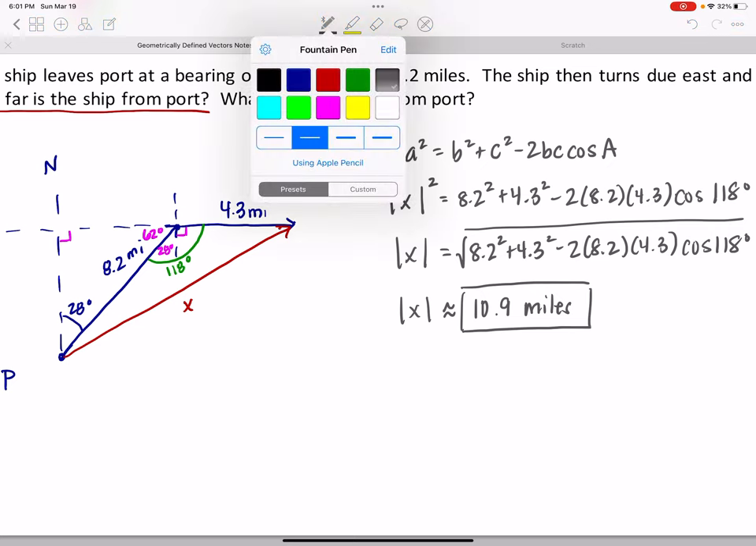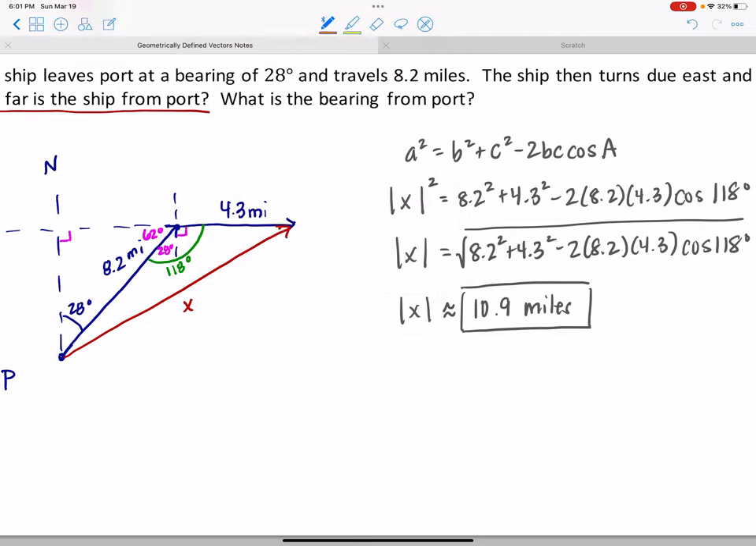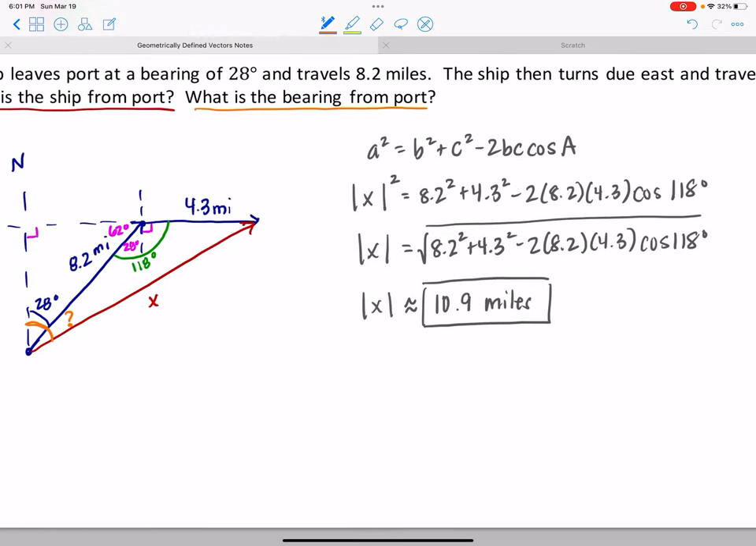So then here, the last part of this question, I've used all my colors. Let's go to an orange. What is the bearing from the port? So from the port, the bearing would be this whole angle here. In order to know that, I have to find this angle first, which just requires now a law of sines. It's just a law of sines problem.